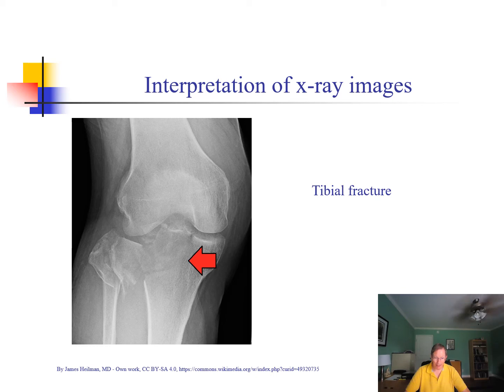In contrast, this is showing several fractures. In this case, a tibial fracture. This bone here, which you can see clearly has actually come apart from the tibia. This is the plateau of the tibia, and even has a fragment over here.